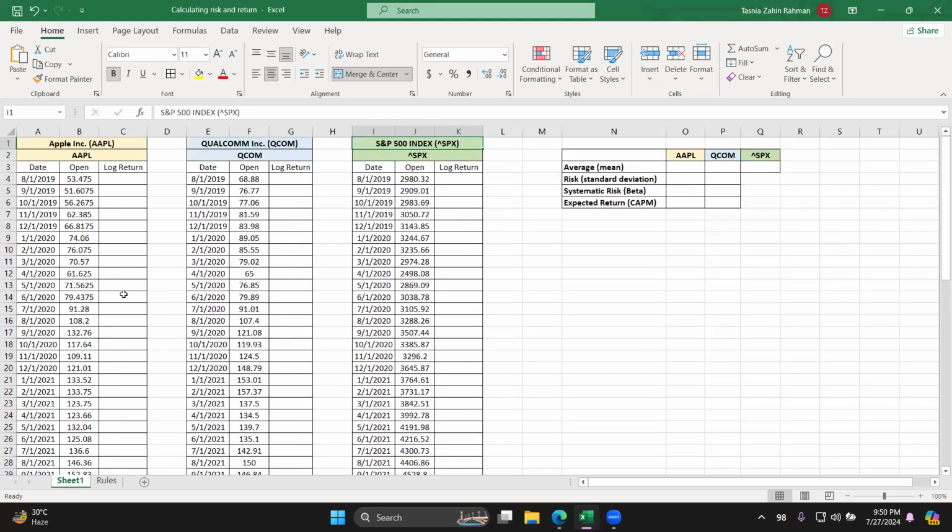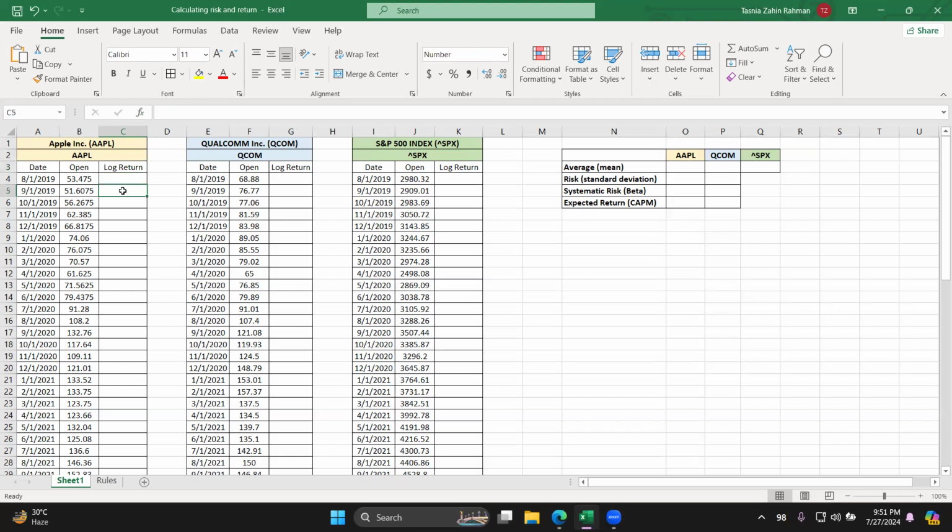So first of all, what we need for these calculations is the log return. It is a method of calculating the return on investment that takes into account the compounding effect over multiple periods. Log return is particularly used for financial modeling and analysis because it simplifies the math for compound returns, and you'll see that it will make it easier for us to do the calculations here.